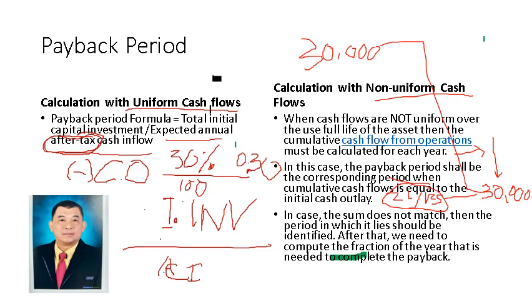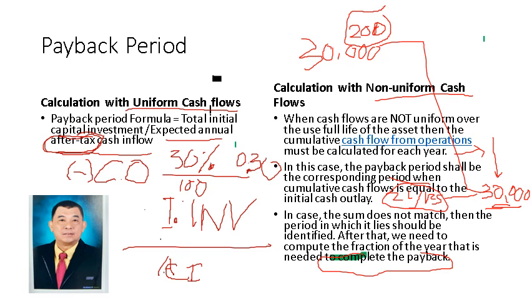Bullet number 3: in case the sum does not match, then the period in which it lies should be identified. After that, we need to compute the fraction. Let's say there is 30,000, but there is still 30,200 for your initial investment. Therefore, the cumulative cash flow is already 30,000, but there's still a fraction of 200. So we need to compute that.